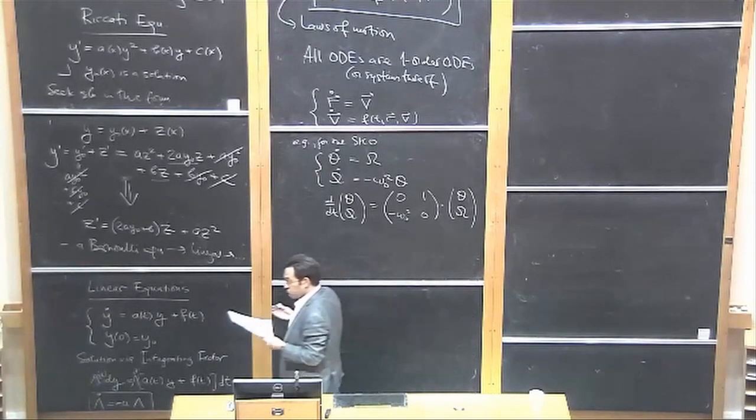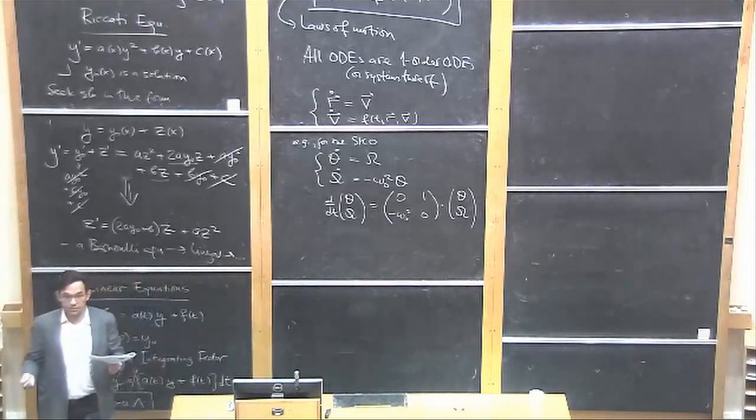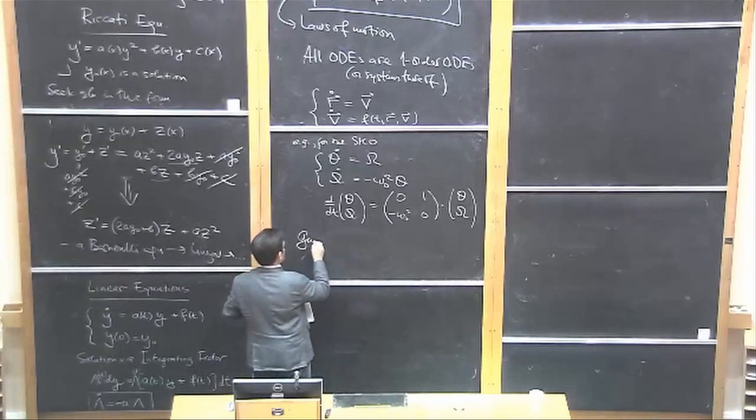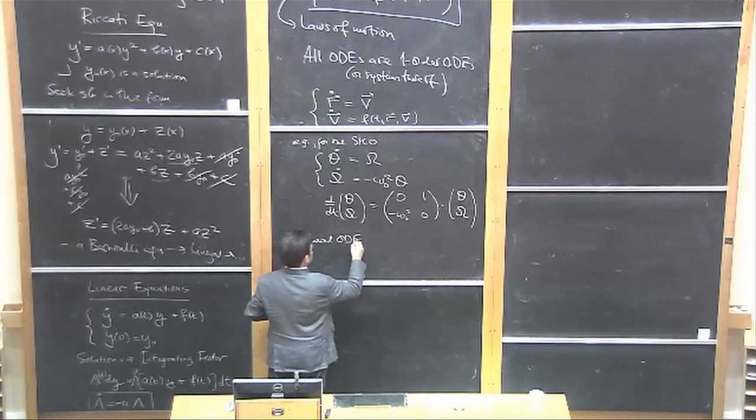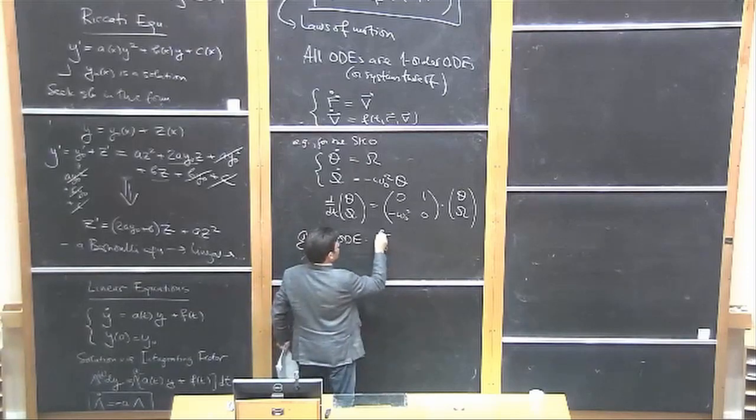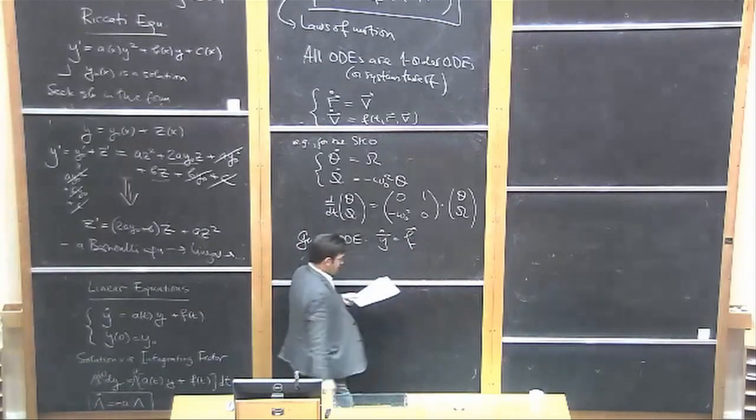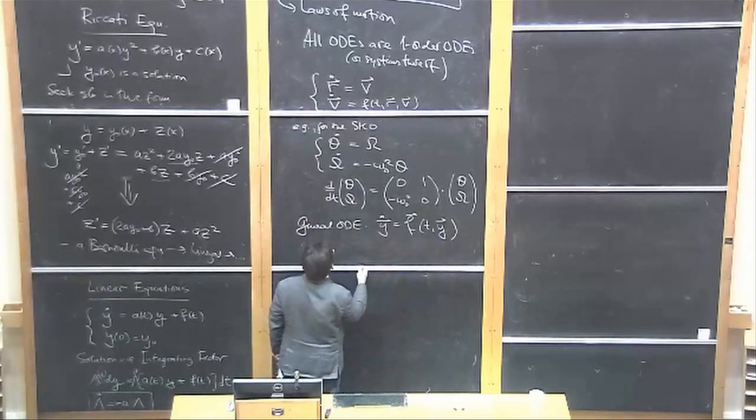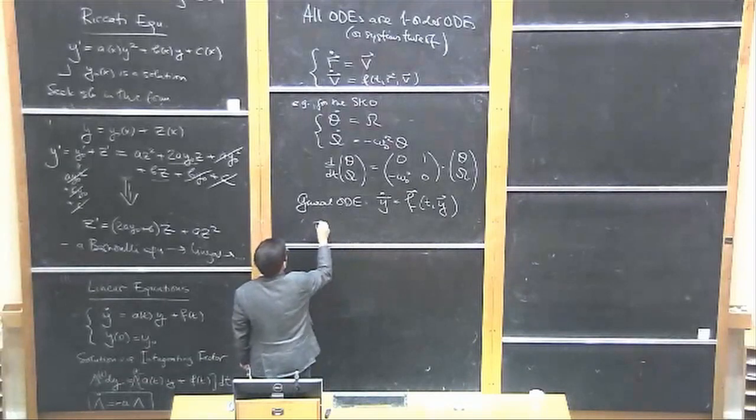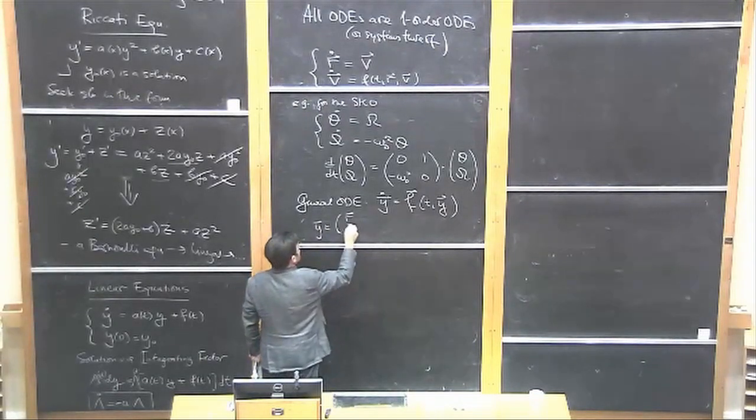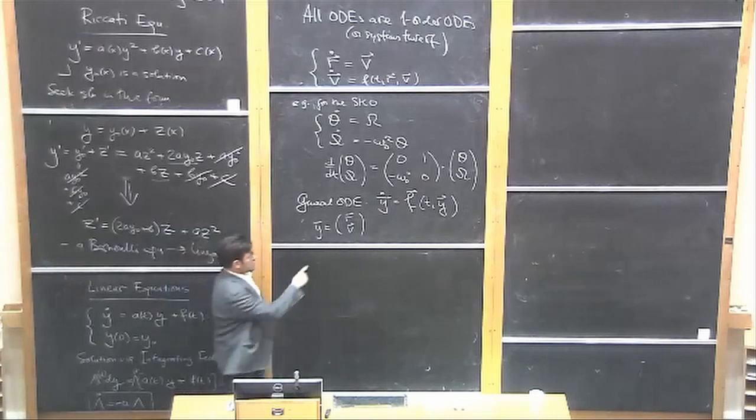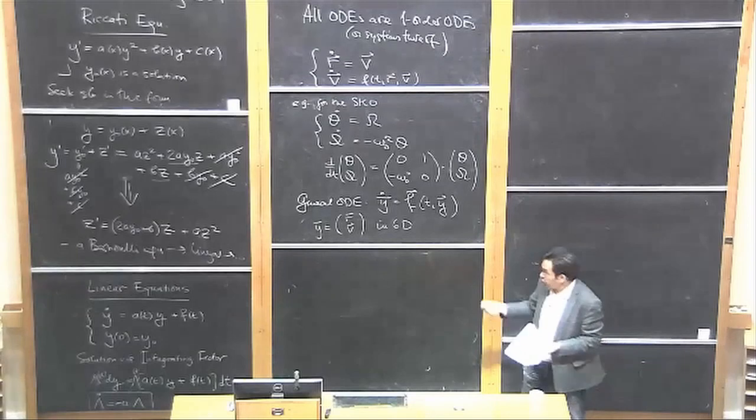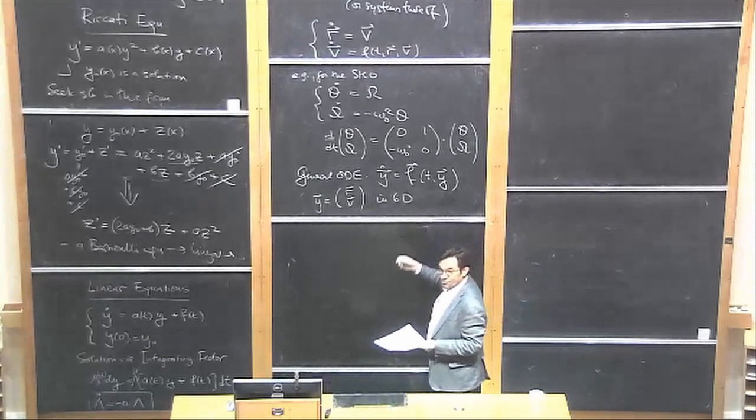And so we can generally discuss equations in the form: a general ODE, therefore, is y dot equals some vector f of t and y, where in that case y is r and v. So it's in 6 dimensions for the world. Or it could be in n dimensions or 2n dimensions and so on.